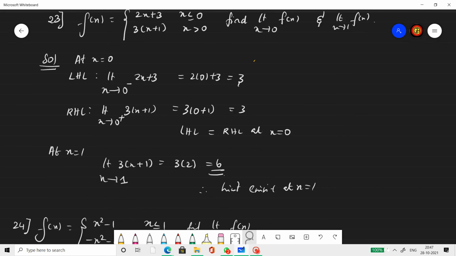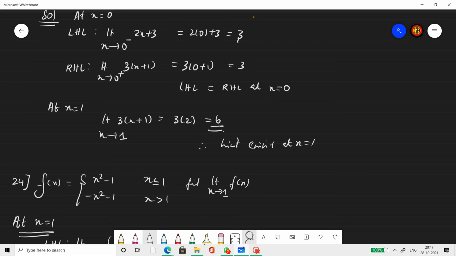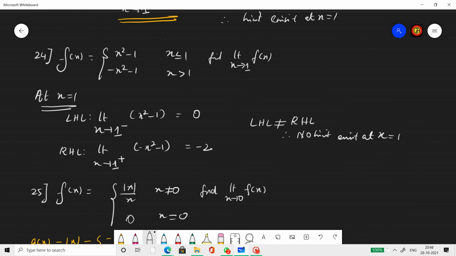So here, when you do it for 1, it is limit x extending to 1 of 3 times x plus 1. And when you apply that, you get 6 as the answer. So here, no 1 minus or 1 plus, simply because 1 is not the critical point. So we follow the previous methods that we learned in part 1, part 2 and part 3. So this is it. 23 is over. Now 24.